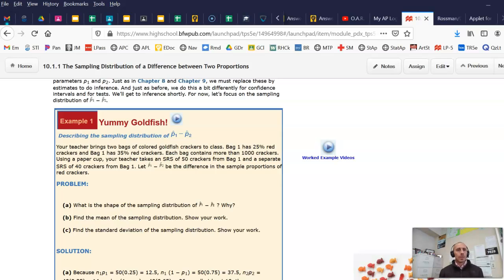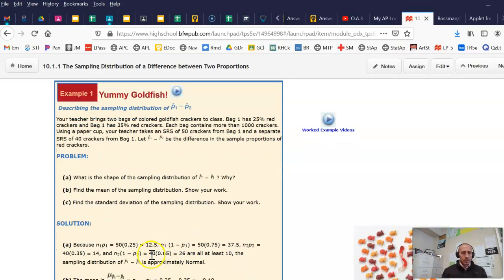A teacher brings 2 bags of colored goldfish to class. One bag has 25% red and the other bag 35% red. Each bag contains more than 1,000 crackers. So we take a simple random sample of 50 from bag 1 and 40 from bag 2, and they want to look at the difference. Well, the shape: do we expect to have at least 10 red crackers and 10 non-red crackers out of our sample of 50 and 40? That's checking the large counts condition.